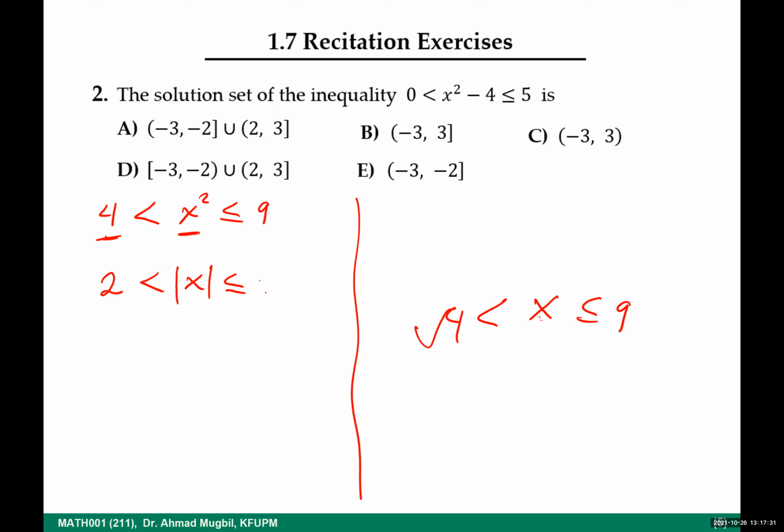This is 3. So in fact, what we did, we took the square root of both sides. When you take the square root of both sides, you have the absolute value in the middle. What will we do next? x will be less than or equal to positive or negative 3, greater than or equal to positive or negative 2, right?